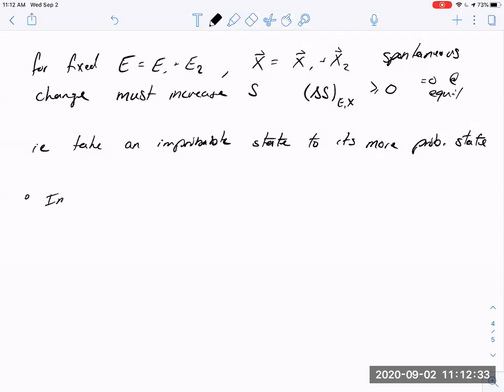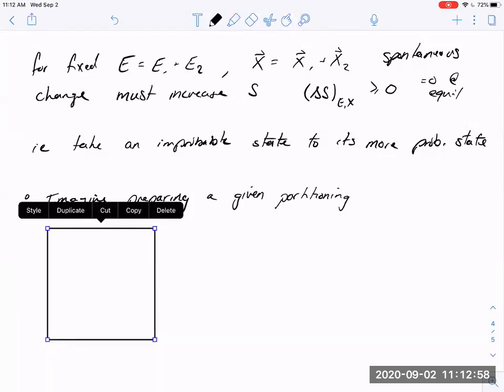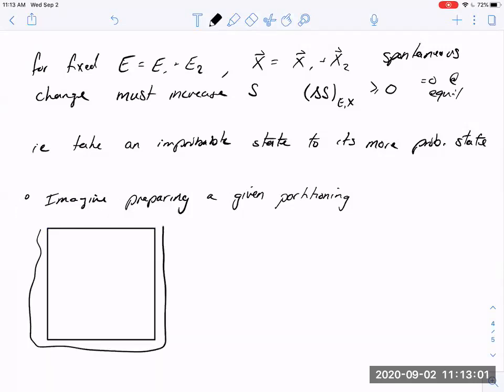Let's do this by imagining preparing a given partitioning of this isolated system where I have energy E1 on the left, energy E2 on the right, associated mechanical variables, and put a wall in such that that energy and mechanical variables initially can't exchange.